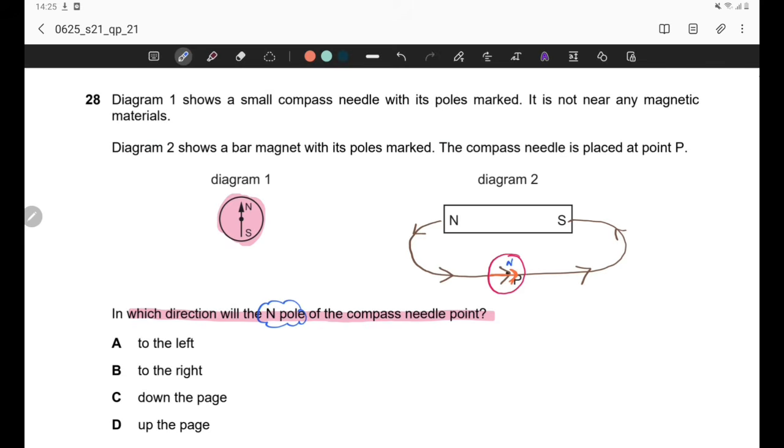Therefore, we can conclude that the north pole of the compass needle points to the right, as shown in this diagram. The correct answer is option B, to the right.